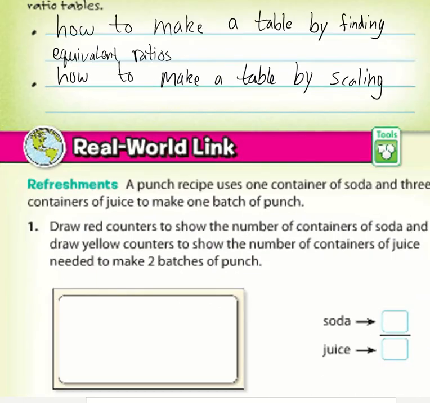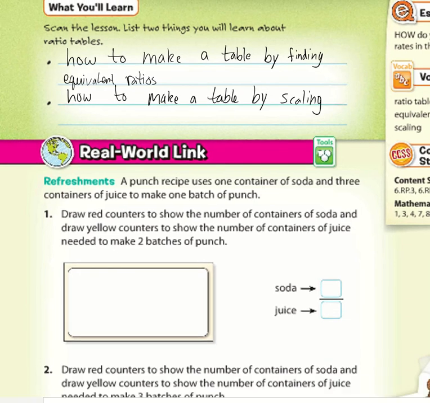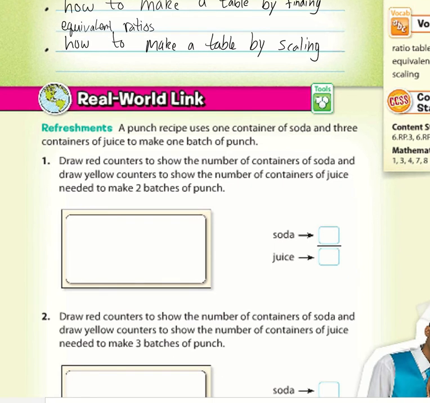Real world link. A punch recipe uses one container of soda and three containers of juice to make one batch of punch. Draw red counters to show the number of soda and draw yellow counters to show the number of containers of juice needed to make two batches of punch.